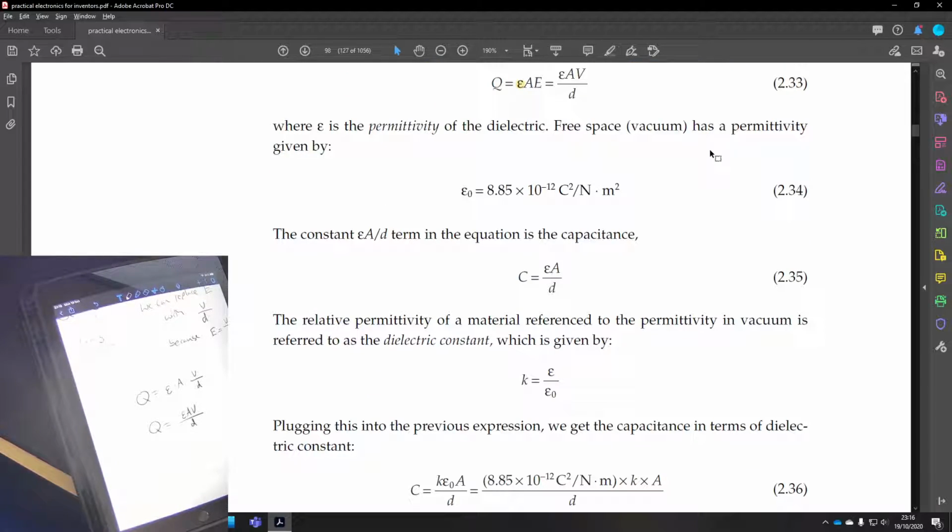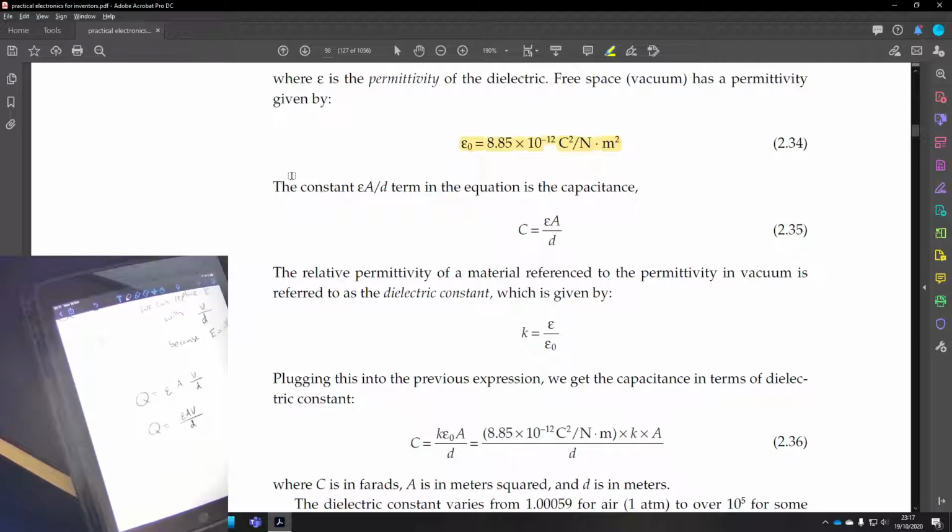All right, so this is about the free space vacuum. I'm just skipping over this because I can't imagine that I need to know. Firstly, I don't even know what those things are. What's N? What's M squared? Is that the area, the meter per meter squared, and N is newtons, and D is coulombs? I don't know. Who knows? I'm not bothered anyway. So the constant EA over D.